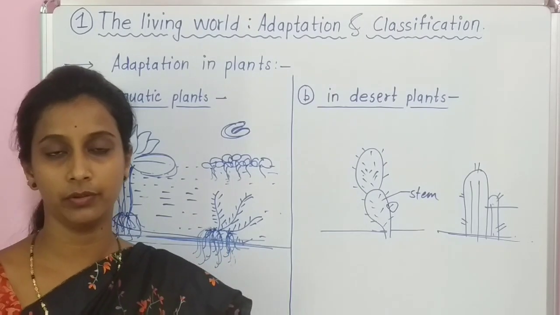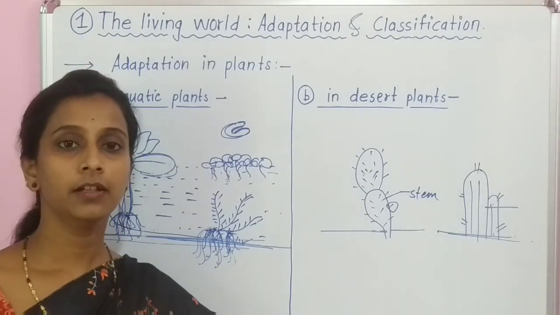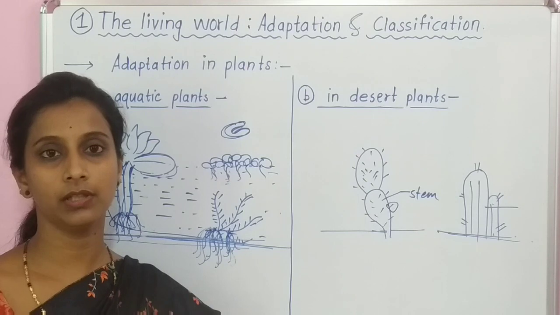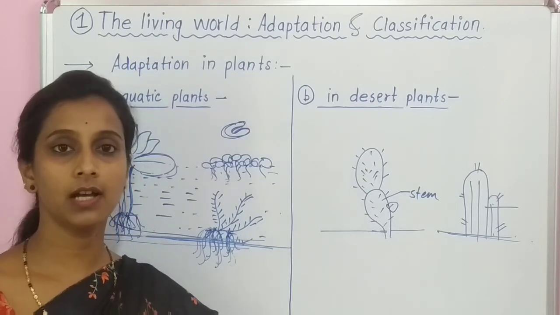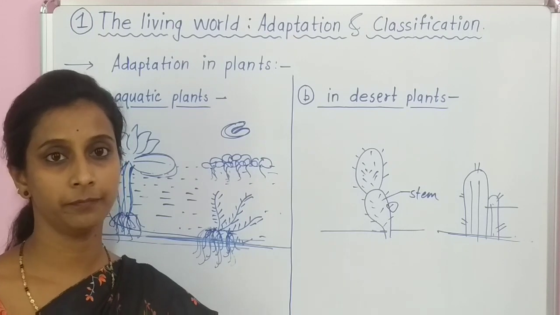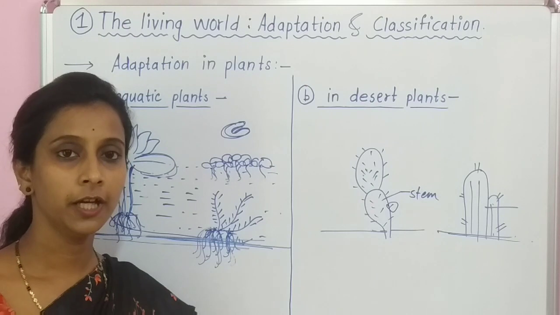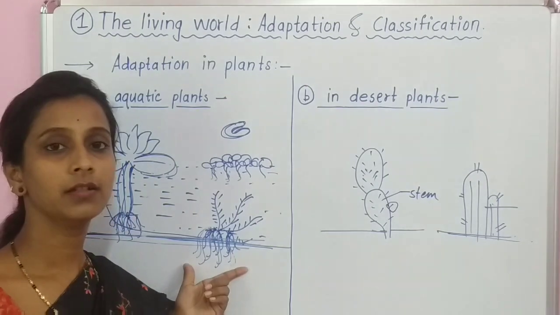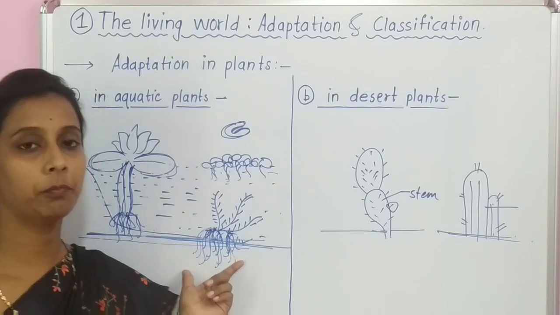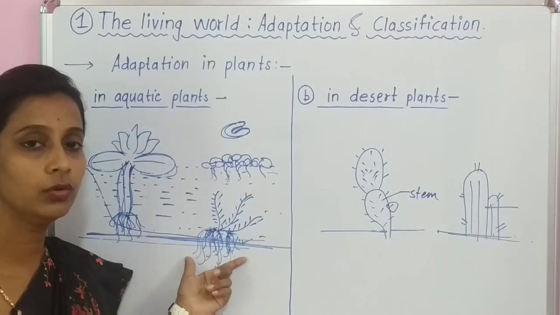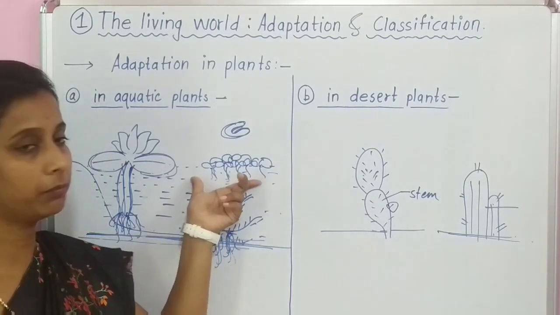Let's take an example. Suppose we keep vegetables from our home in water continuously, then those vegetables get totally destroyed because they are not adapted to live inside the water. But this does not happen in the case of these plants, because they are adapted to live inside the water. Now come to the next, floating plants.